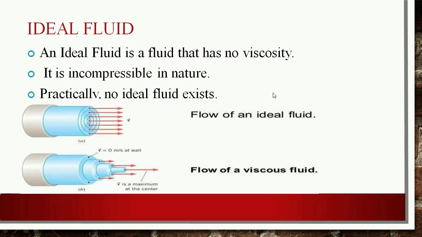So this is the flow of an ideal fluid and this one is the flow of a viscous fluid. As you can see in this picture, this is the example of an ideal fluid, where the fluid particles move in a straight direction, and this one is a viscous fluid. This ideal fluid has no viscosity and is incompressible in nature, and a real fluid will be compressible in nature.